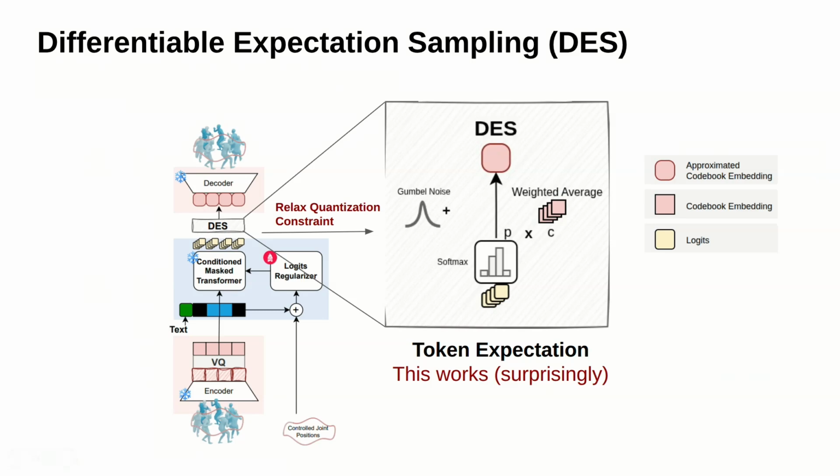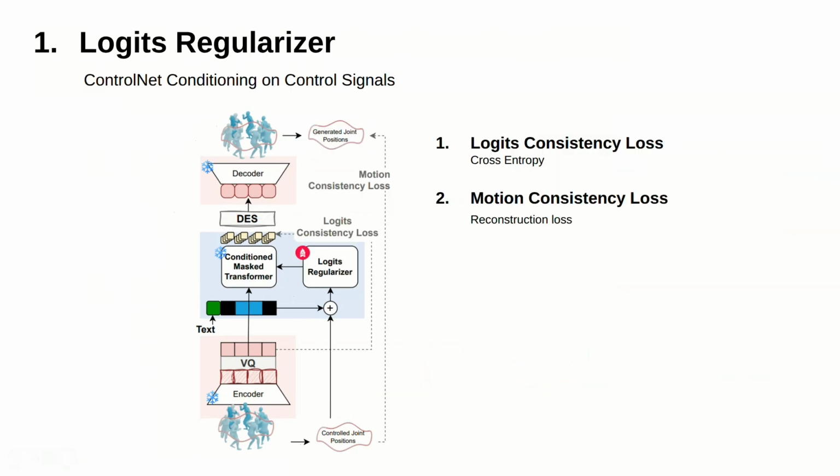The masked transformer outputs logits. Instead of taking the argmax and picking a single codebook embedding, we apply softmax to get the probability distribution of the whole codebook and compute a weighted average of codebook embeddings, effectively approximating a continuous embedding. We also add Gumbel noise to introduce categorical variation. Surprisingly, this simple trick works and makes categorical data controllable. We trained a model with two losses. Cross-entropy loss, from the original masked model. Reconstruction loss, forcing the generated motion to match the target control signals.